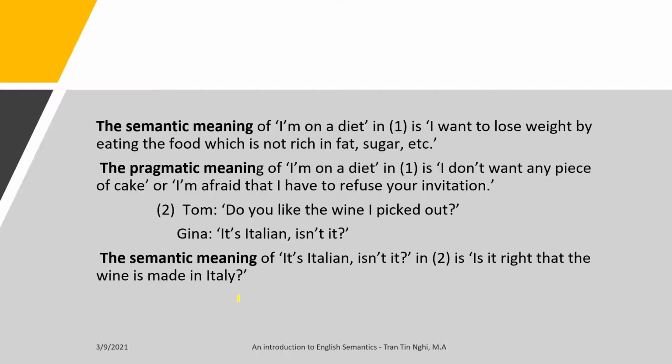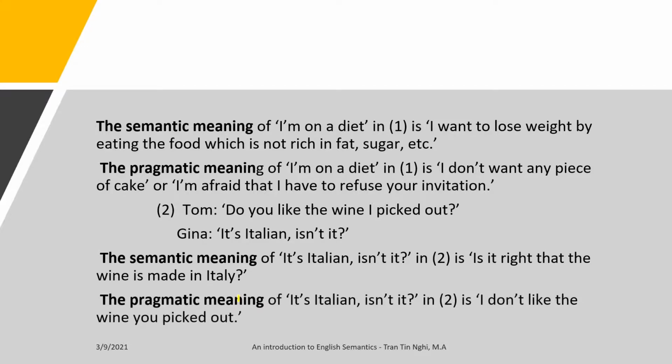The wine is made in Italy. If I want to look for the pragmatic meaning of it's Italian, isn't it, it means that I don't like the wine you picked out. So it includes the sentence, do you like the wine I picked out? Right?